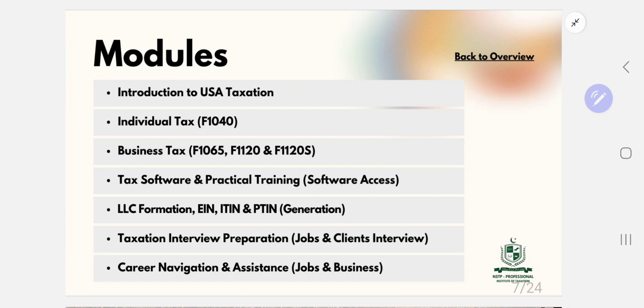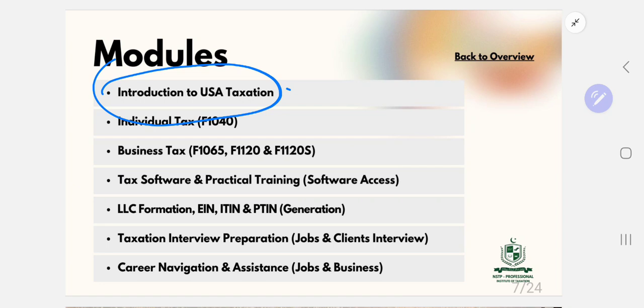The first module which we have is Introduction to USA Taxation. In this module we will learn about the system of USA taxation, about federal taxation and state taxation, what are the types of taxes, what are the laws and all the legalities and intricacies of USA taxation. After that we have the second module, which is individual taxation.